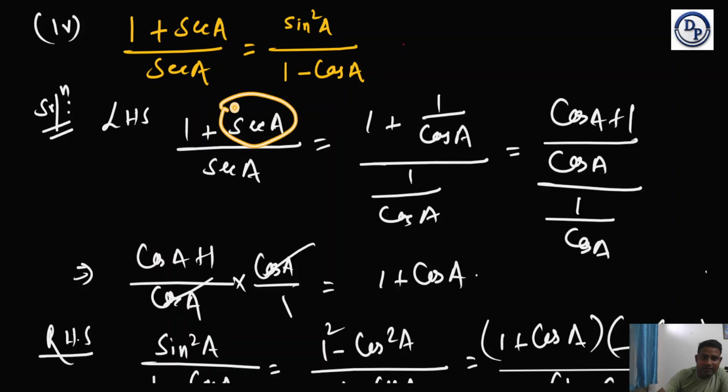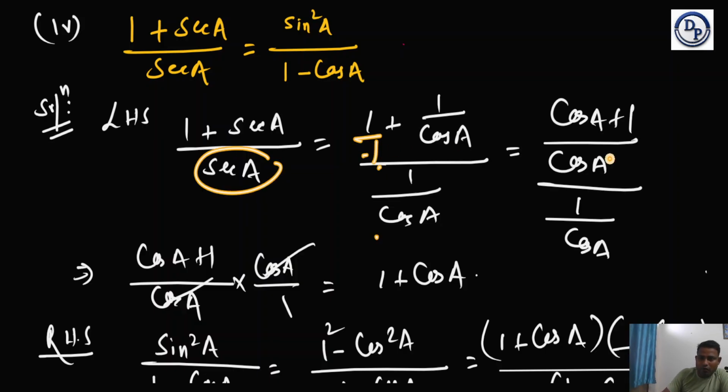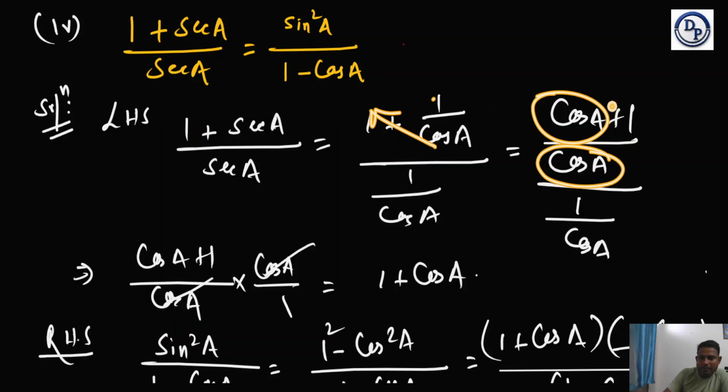This sec theta is the reciprocal of cos theta, so I can write sec a as 1 by cos a. Similarly, this sec a can be written as 1 by cos a. We took the LCM here, so we got the LCM as cos a. So this cos a goes here, and 1 remains as usual. When we divide this LCM by this cos a, we'll get 1. So 1 multiplied by 1 gives us 1. Okay, so this is 1 by cos a.